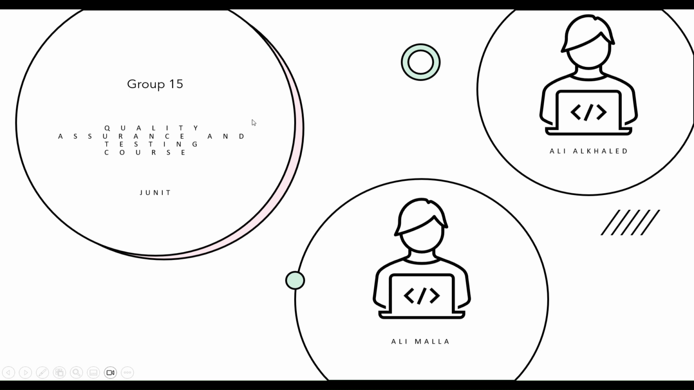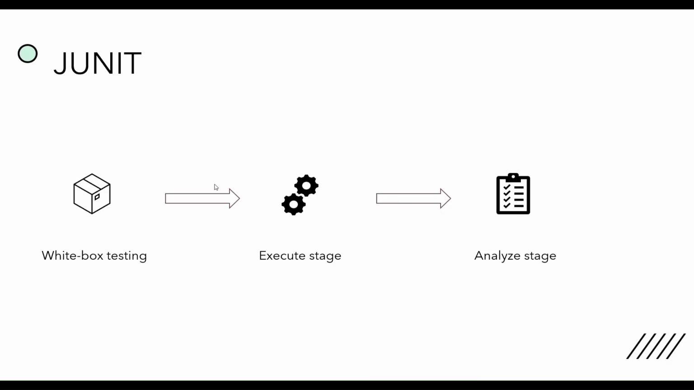Today, as part of our quality assurance and testing course assignment, we're thrilled to present a widely adopted automation testing tool in the industry called JUnit. JUnit is a very popular tool for performing white box testing in Java-based applications, as it mainly helps defining and executing unit tests, which, in other words, means that it supports the stage of test execution.